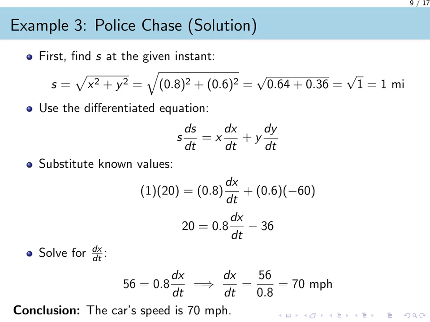This becomes 1 times 20 equals 0.8 times dx/dt, plus the quantity 0.6 times negative 60. This simplifies to 20 equals 0.8 times dx/dt minus 36. Finally, solving for our unknown rate, dx/dt, we find it is 56 divided by 0.8. This means, at the moment of measurement, the car is traveling at 70 miles per hour.